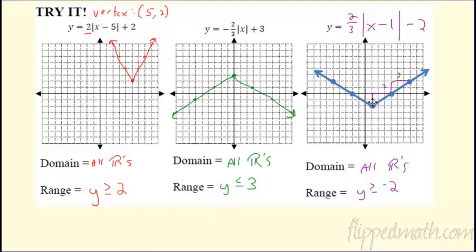Then I gave you this nice graph here, so you had to count the actual slope of each part of your absolute value. So it should be up 2 over 3. And then don't forget about the vertex. It's at 1, negative 2, so you have to shift it over. And again, your range is everything greater than or equal to negative 2.